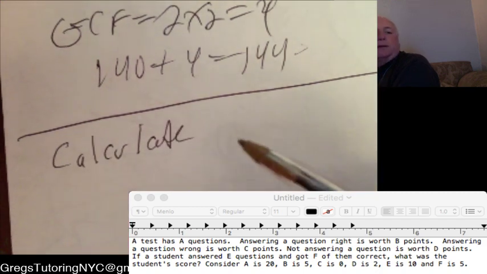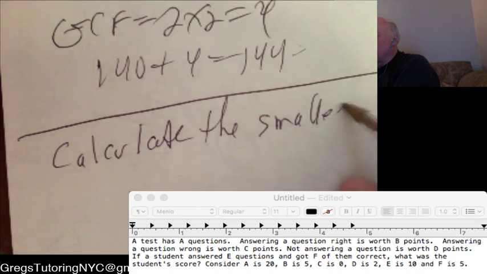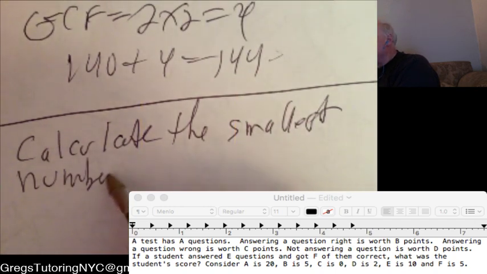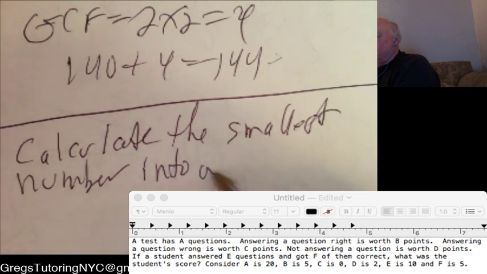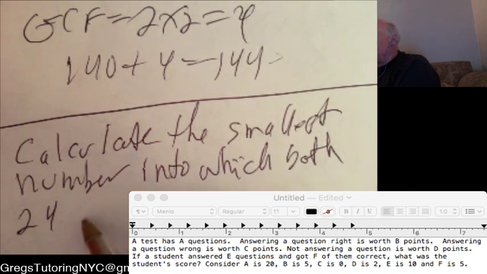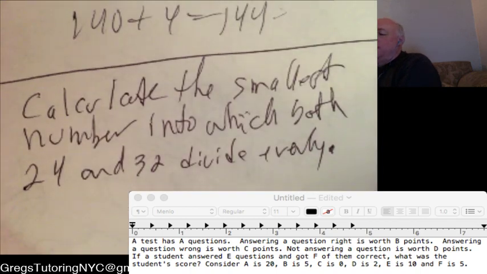Calculate the smallest number into which both 24 and 32 divide evenly.